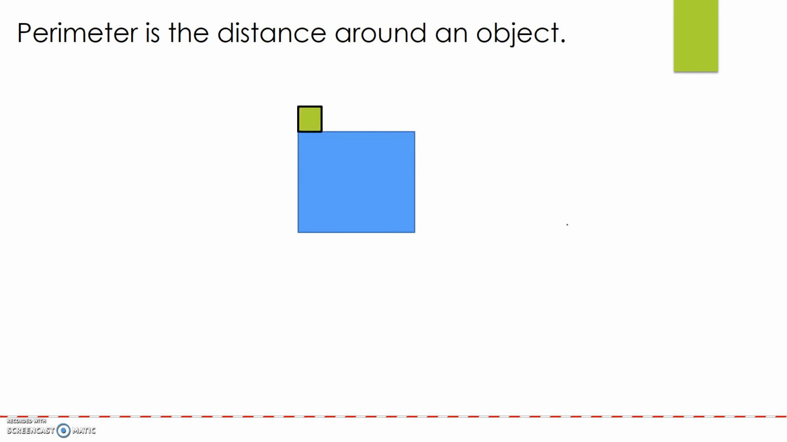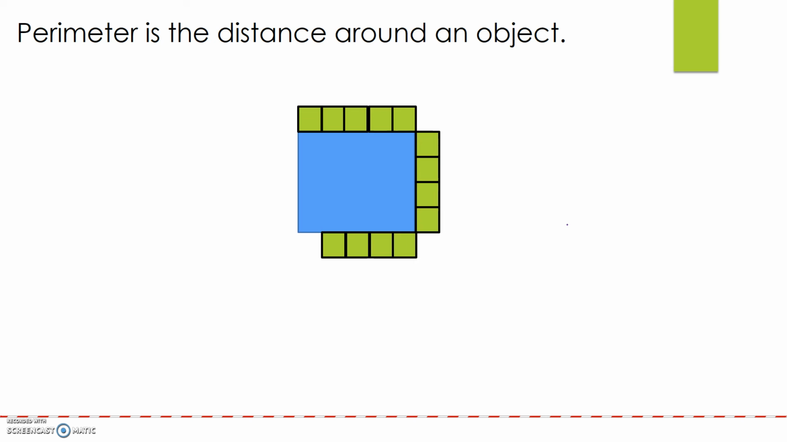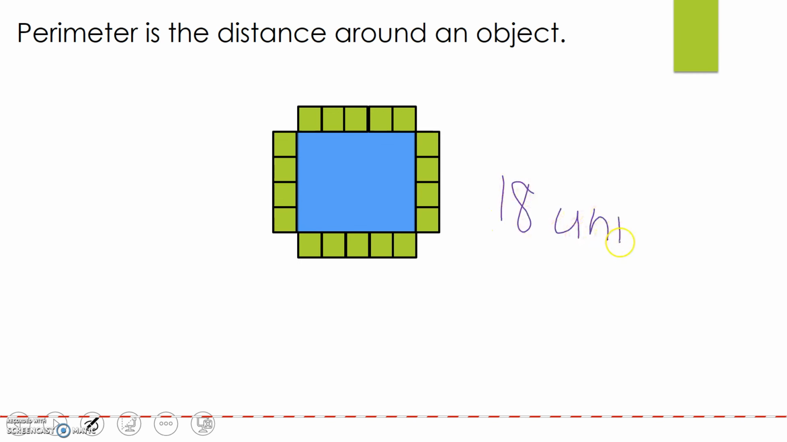My perimeter would be 1, 2, 3, 4, 5, 6, 7, 8, 9, 10, 11, 12, 13, 14, 15, 16, 17, 18. So I would have 18 units is the perimeter of my object. I wouldn't call them squares because I'm only counting the bottom edge to put my fence around my object.